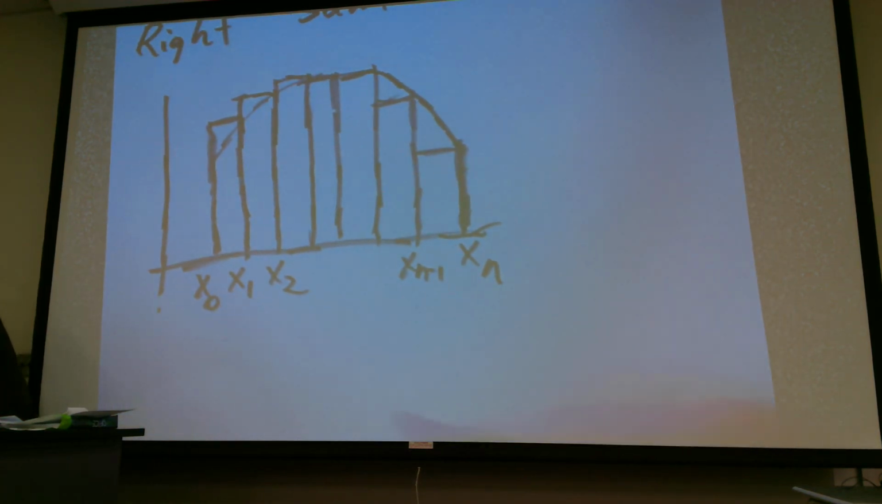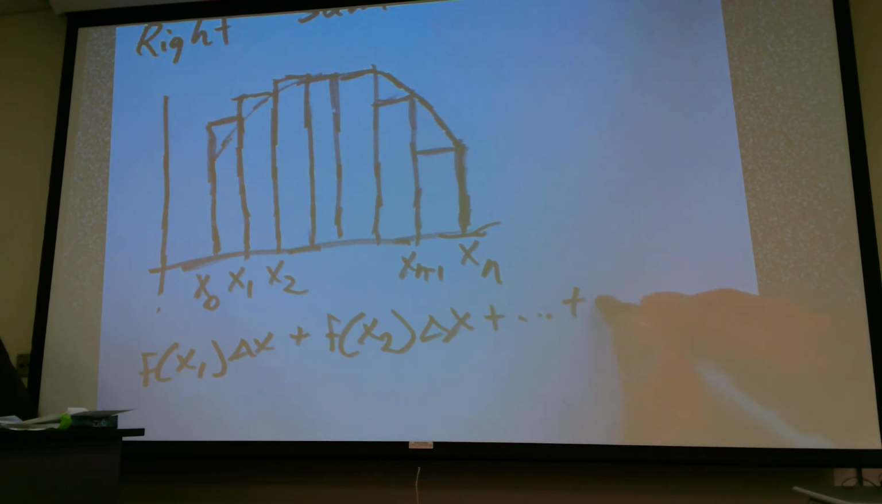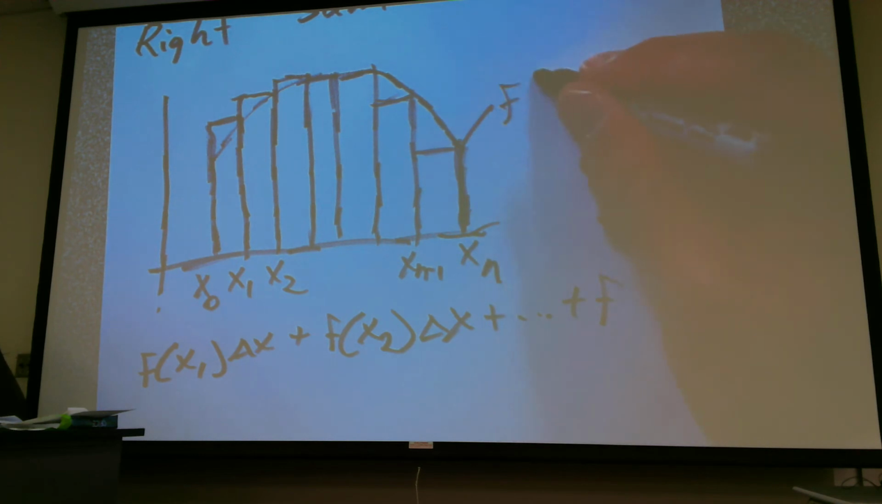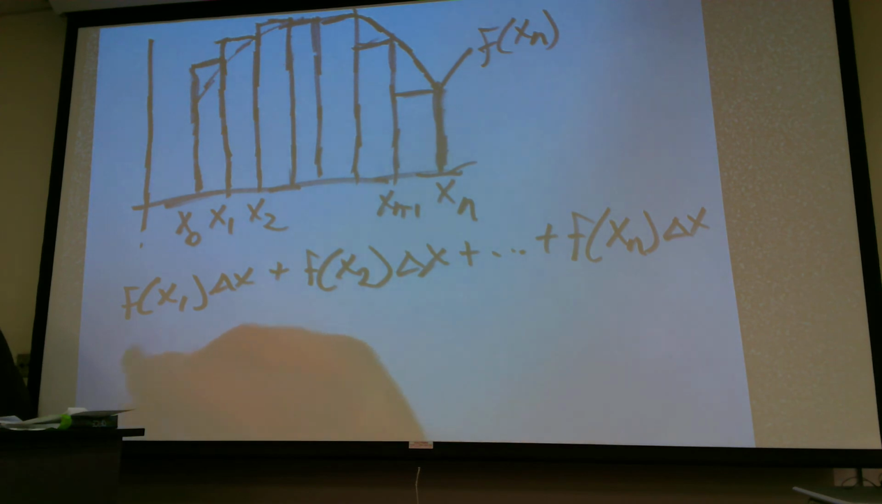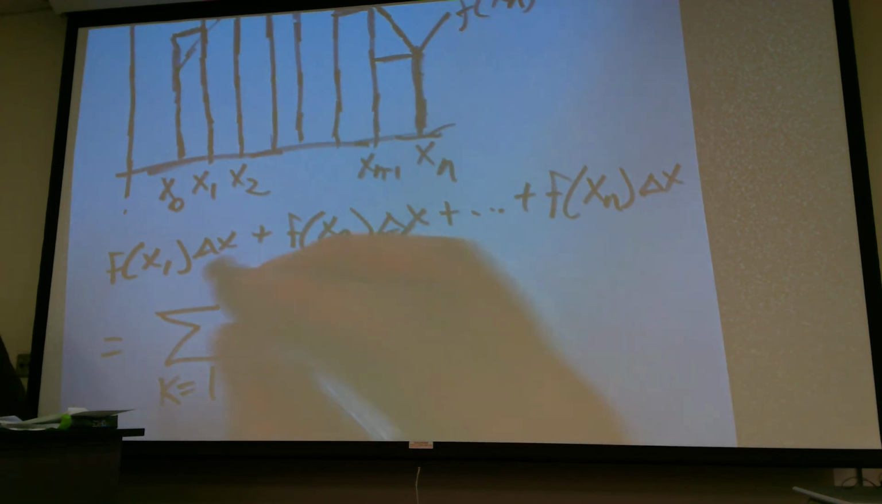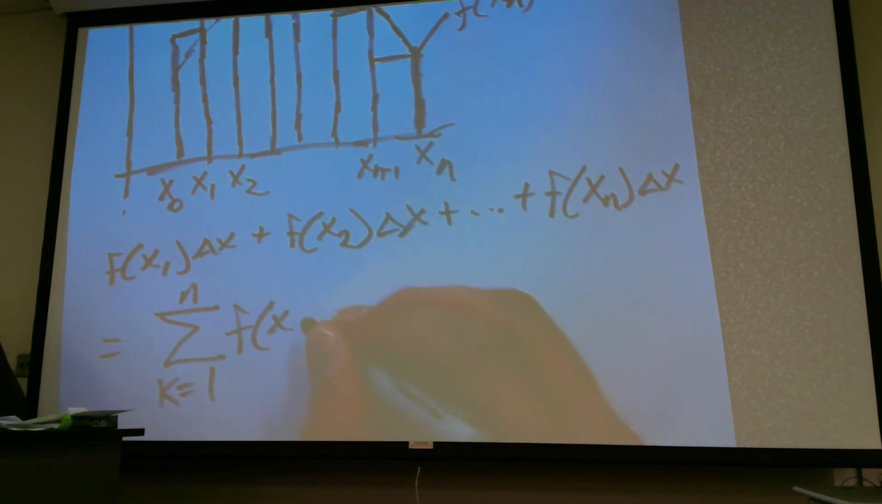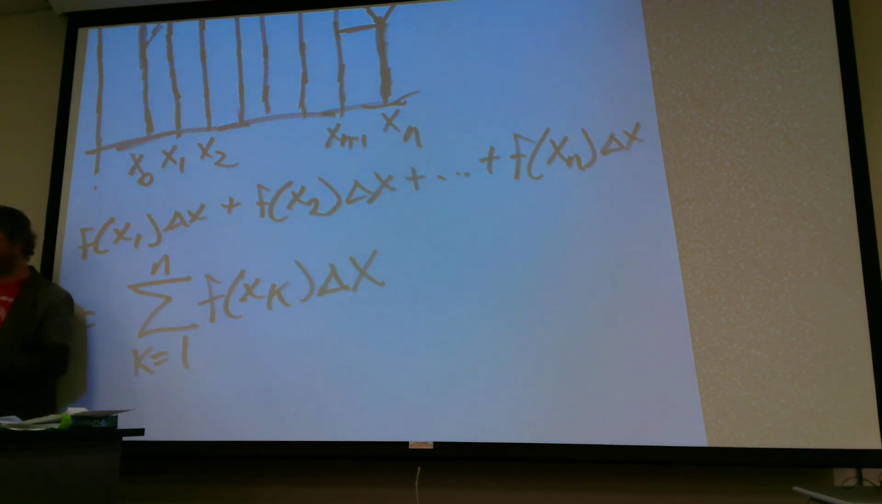So this approximation would be f of x 1 multiplied by delta x plus now f of x 2 multiplied by delta x, and this is going to go all the way out to this height right here, which is f of x sub n. That's where we're going to end it. Okay, and that would be now the sum k, which equals 1 all the way out to n of f of x sub k, now multiplied by the delta x, which is the base of the rectangles.